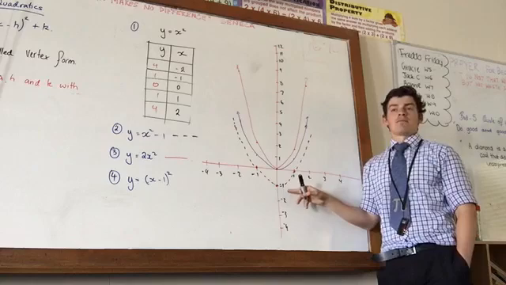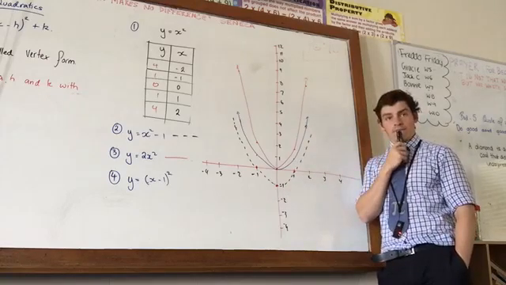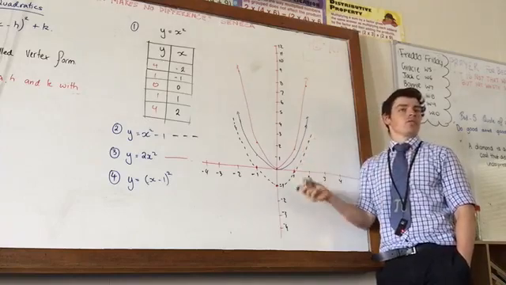Do they look the same? Do they look similar? Gabby, are they the same graph? Are they similar? Describe how they're different. It's like 1 down. It's the same graph, but it's gone down 1 unit.